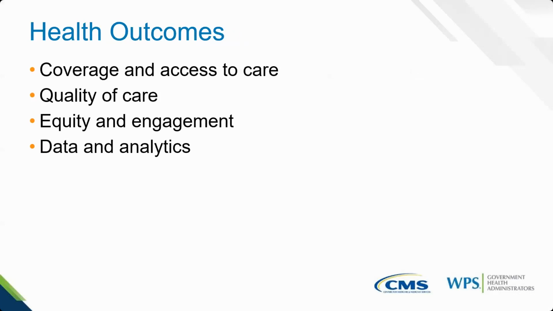Key health outcomes. These key areas of focus are aligned with Medicare's overall focus on four health outcomes based on the domains listed on our slide here. These include coverage and access to care, quality of care, equity and engagement, as well as data and analytics. These are broad spectrum terms, and I do want to expand a little on what they mean by each one, so let me take a minute on our slide here to do that.